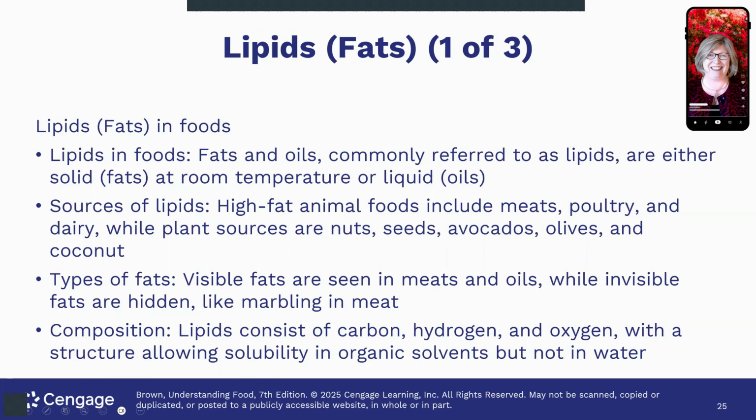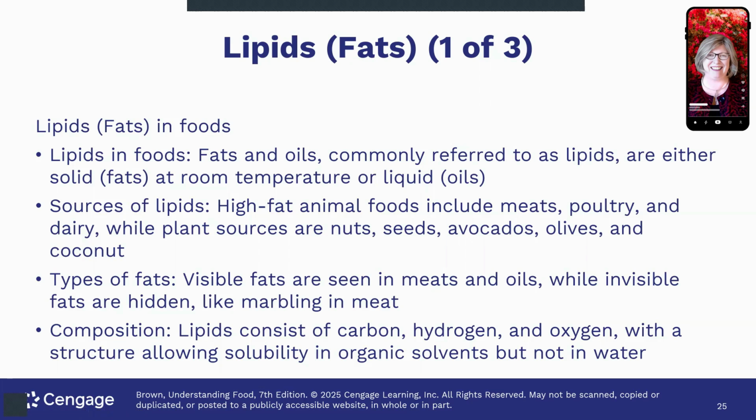When we're talking about fats, we're usually talking about solid fats at room temperature, such as you can see the marbling in meat. If you can see it, it's white, or around the edges of a pork chop, that kind of solid fat. Or if it's room temperature and it's liquid, then that would be what we would call an oil.